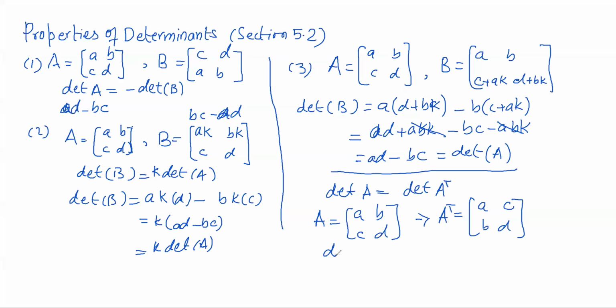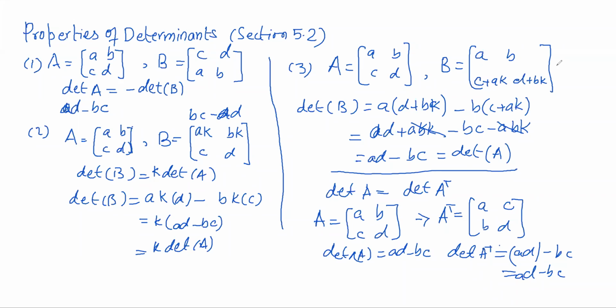So determinant of A will be AD minus BC. Determinant of A transpose will then be AD minus BC. So by taking the transpose, the determinant does not change.